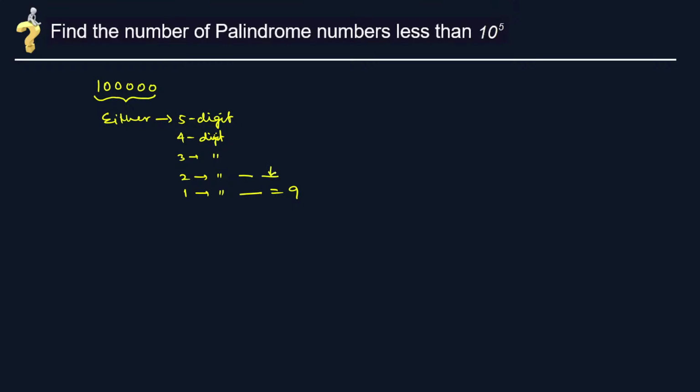2-digit palindromic numbers. This place can be filled in 9 different ways. Again, this place can be filled in only 1 different way. Therefore, total number of 2-digit palindrome numbers will be 9 into 1, that gives us 9.